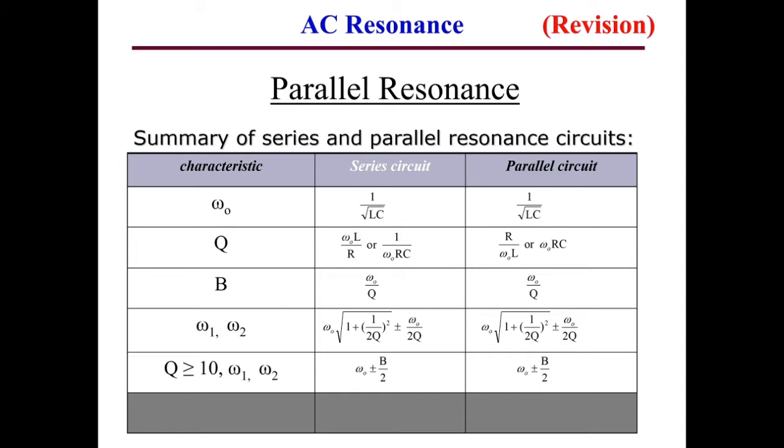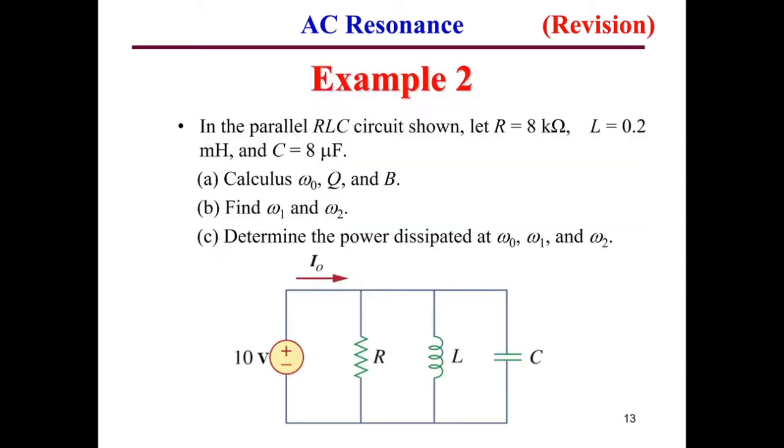For the resonance frequency, we have exactly the same formula. For the bandwidth, same formula. For W1 and W2, we have the same formula. Also if the quality factor is more than 10, we have the same formula. The only difference will be in the quality factor. In the series resonance, we have XL over R, or XC over R. In the parallel one, we have the other way around, but the rest will be identical.